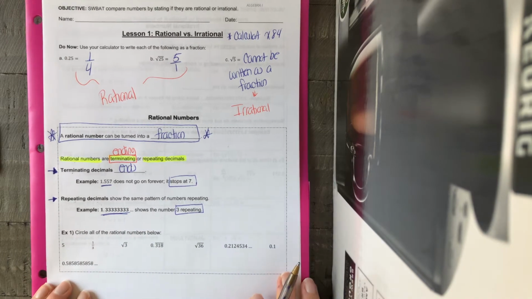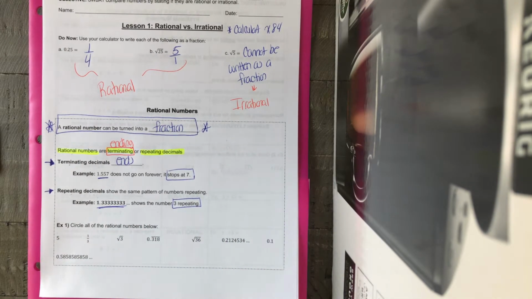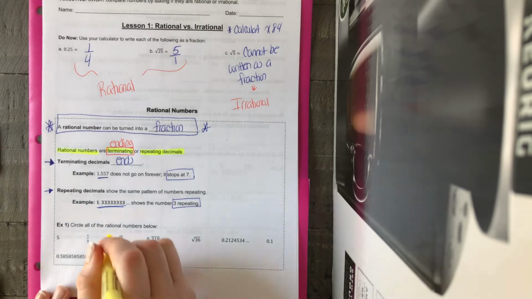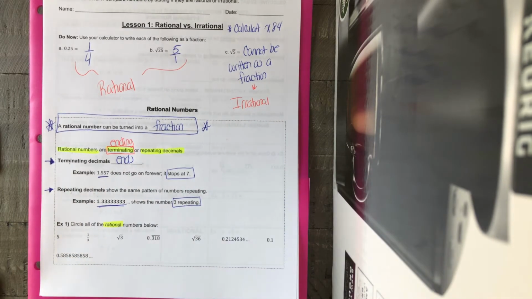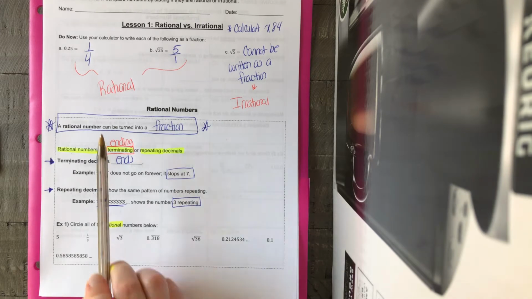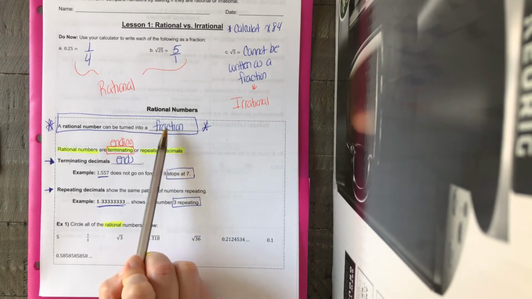If I look at the example underneath, it says circle all of the rational numbers. So again, I'm going to highlight that. I'm looking for only rational numbers. And if you remember, a rational number can be turned into a fraction.